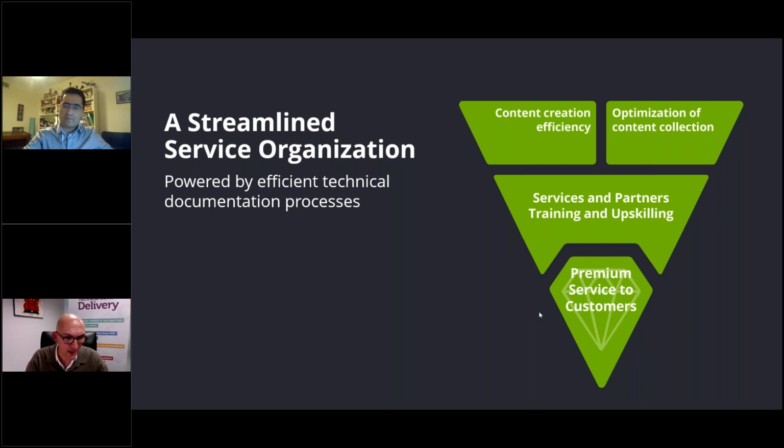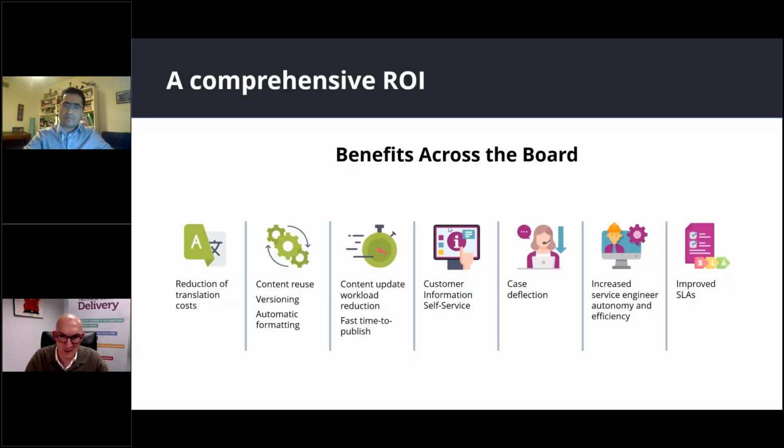And then we started talking ROI with them. So Alex, can you move to the next slide and give us a sense of some of the ROIs? Yeah, sure. Thank you, Fabrice, for the great presentation.